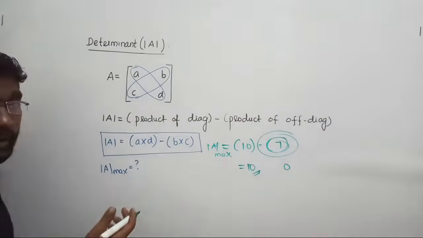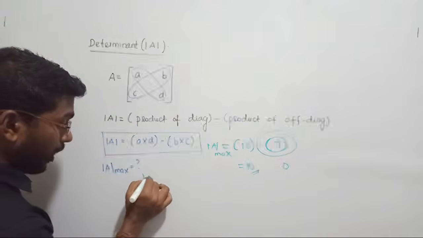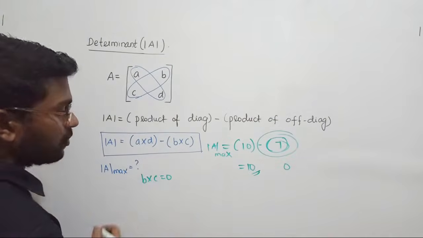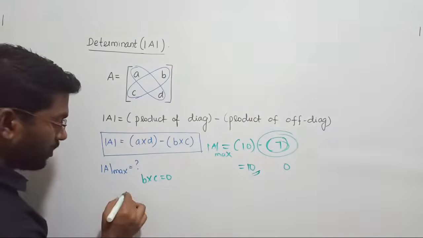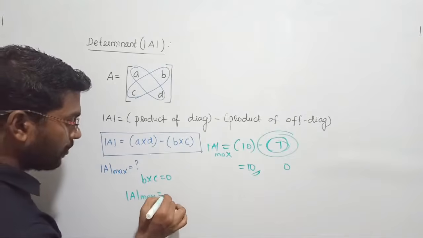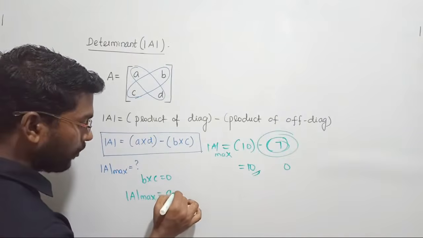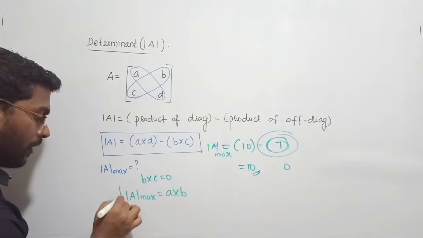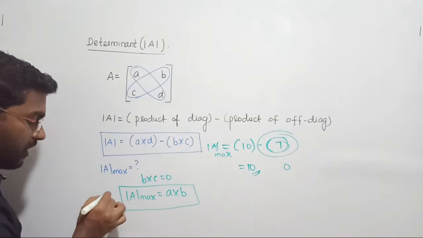In order to obtain the maximum value, we can say the product of b into c has to be equal to 0. Right? If it becomes equal to 0, then the determinant of matrix A will become maximum, and that maximum value will be the product of a into d only. Clear? Do remember whichever things I am giving here.